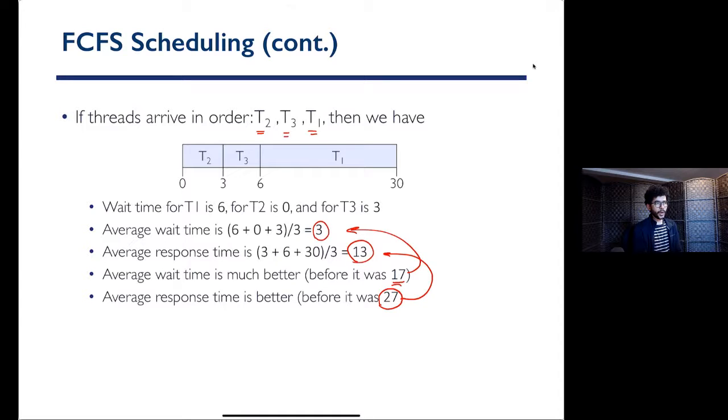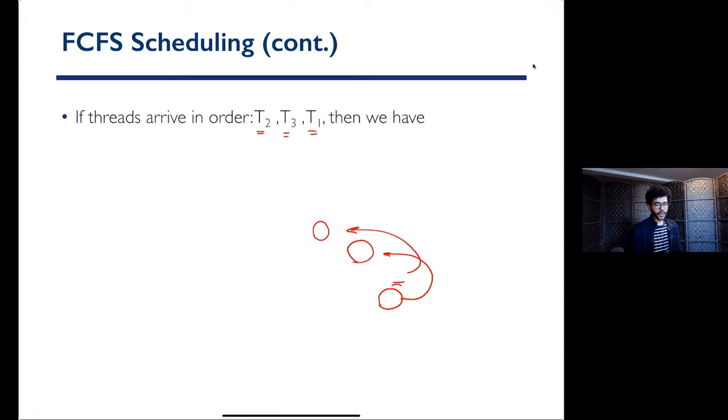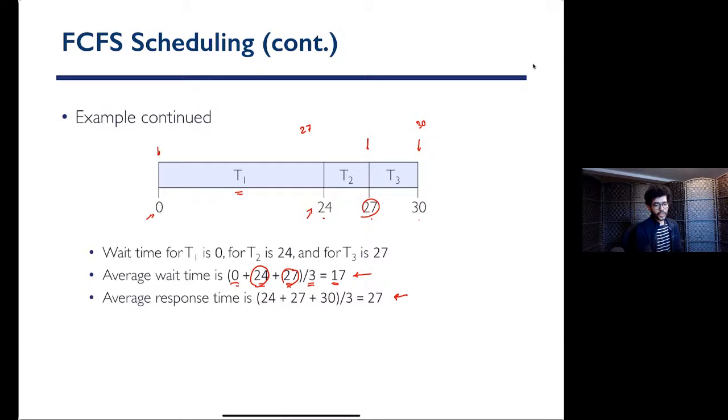So now let's pause here and look at throughput. In both of these two scheduling orders, if I go back, in both of them I have finished 3 tasks at time 30, let's say 30 microseconds. So my throughput is 3 divided by 30, which is 1/10.